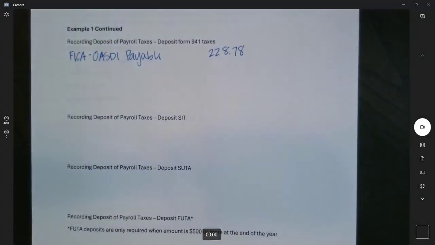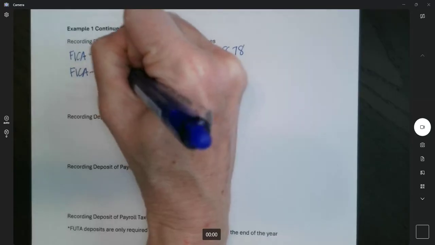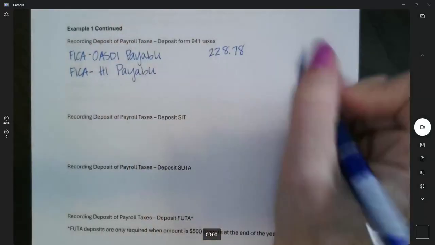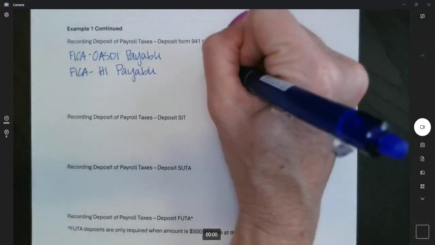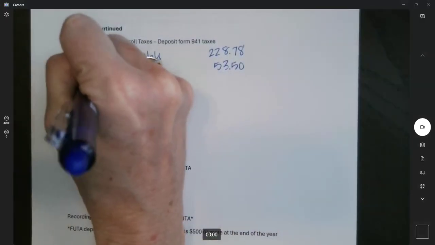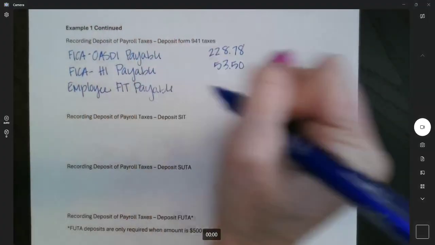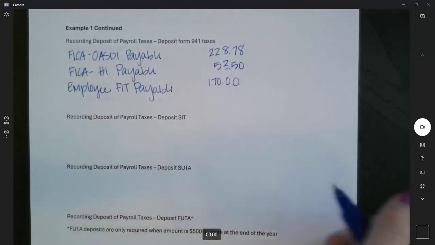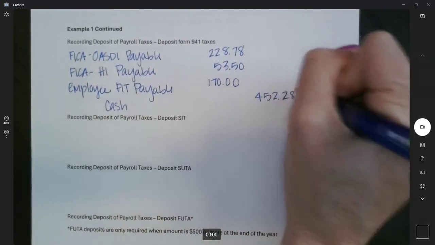That's because we withheld an amount for the employee and the employer side. We had both of those in the FICA payable account. And then we'll do the FICA for HI. Same with this one. It's doubled up because we had two different credits to that account. The total in that account is $53.50. And then we have the employee federal income tax payable. That one's $170. The credit to all of these will be cash, and that'll be $452.28.